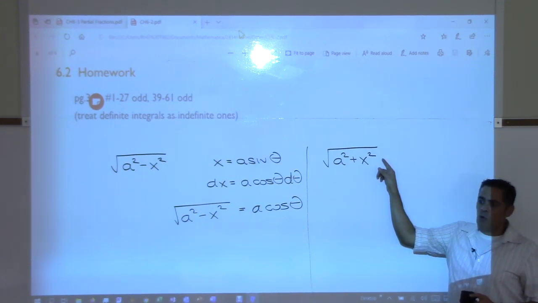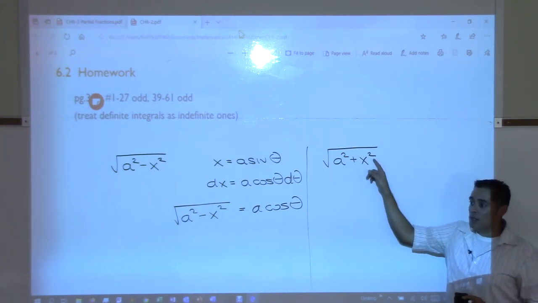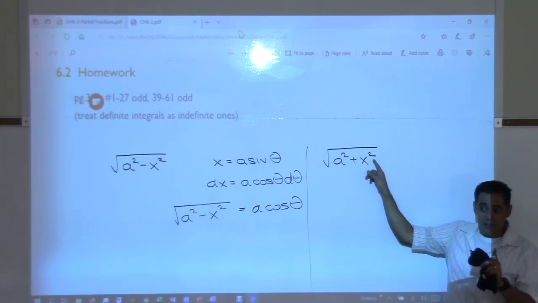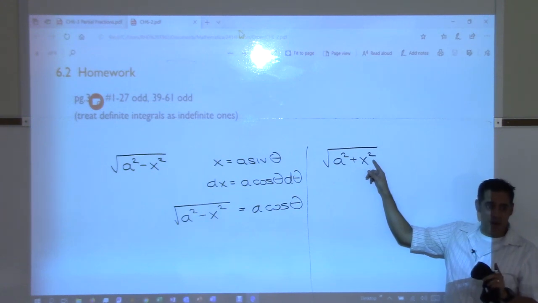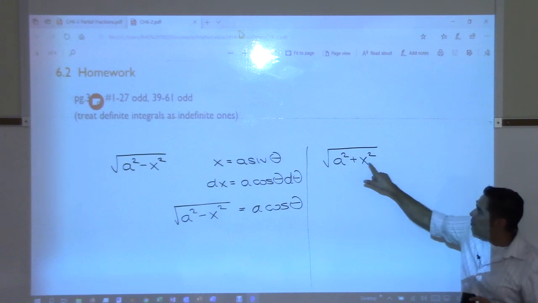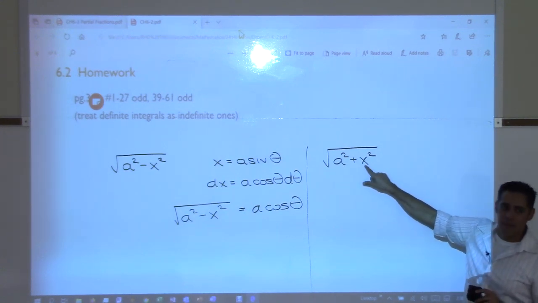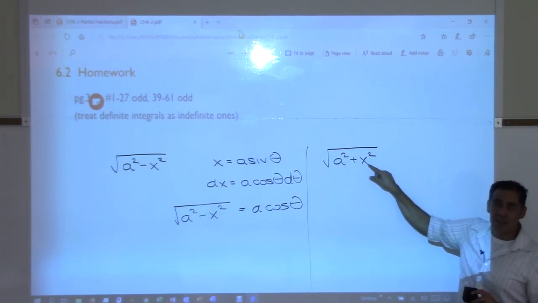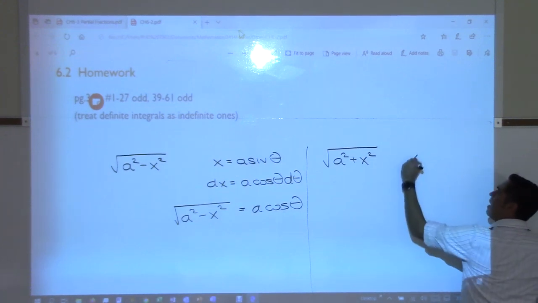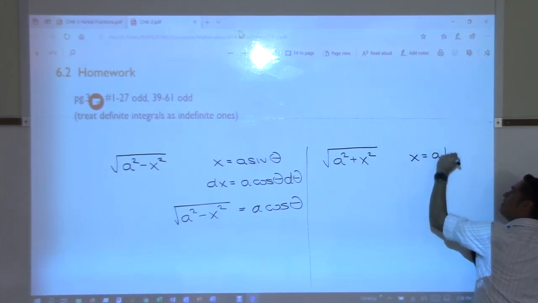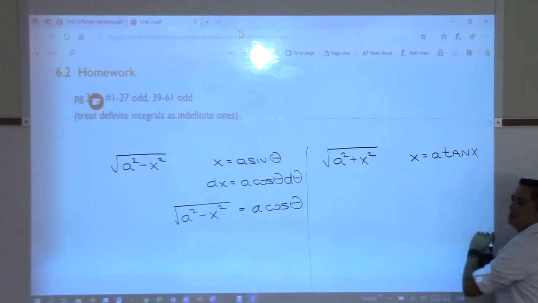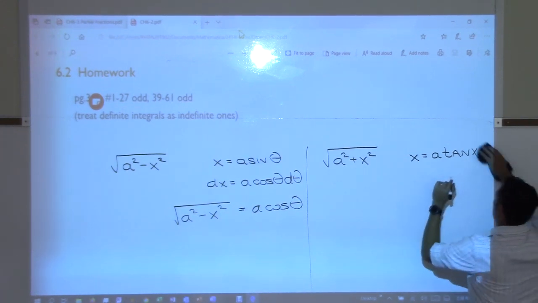Wait, 1 plus secant squared. 1 plus something squared is 1 plus tangent squared equals secant squared, right? 1 plus tangent squared equals secant squared. Yeah. That means I want to replace that x with what? 1 plus tangent squared. So I want to replace x with a tan theta, right? The tan theta, thank you.